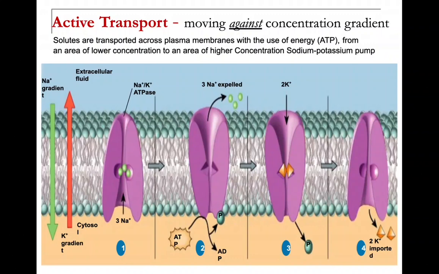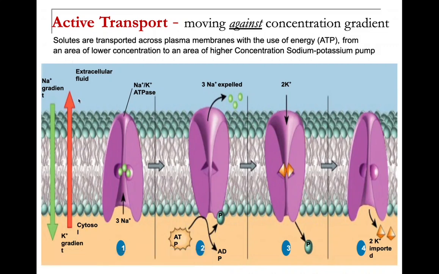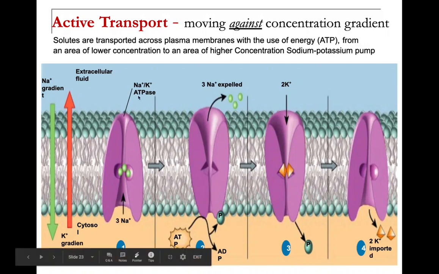With active transport, you move against the concentration gradient. So your solutes get transported across the membrane. It requires the use of ATP for energy. It moves solutes from an area of lower concentration to higher concentration. Your sodium-potassium pump is an example of this. You have a high amount of potassium inside the cell and a high amount of sodium outside, and the pump moves 3 sodiums outside and 2 potassiums in, to increase those concentration differences even more.